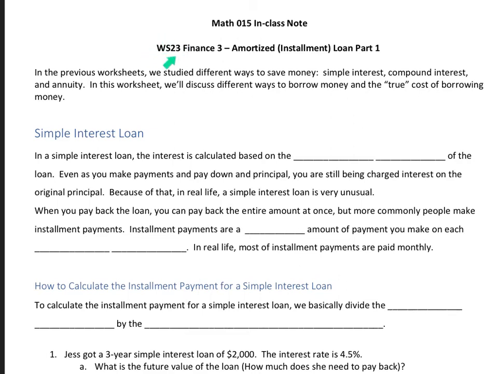All right, we're on worksheet number 23. This is amortized installment loan. Sometimes I'm going to refer to it as an amortized loan, sometimes as an installment loan.